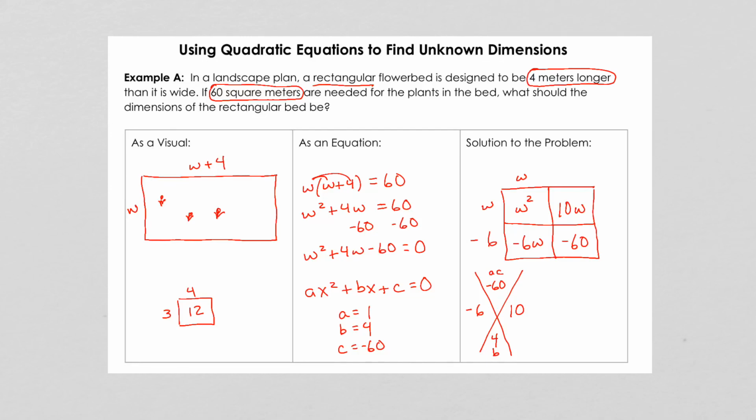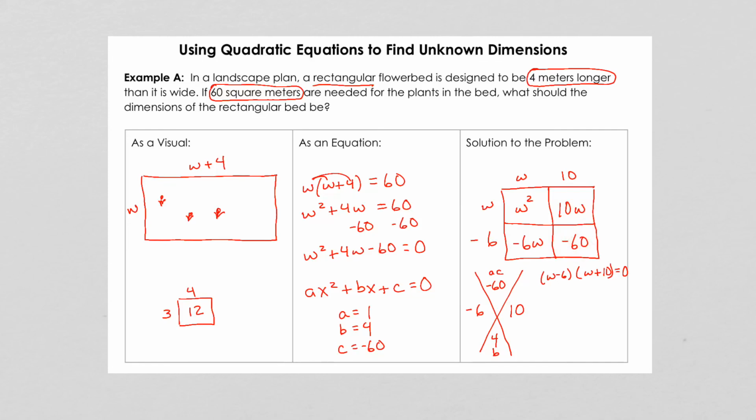And then we do the same thing here. What do I multiply w by to get 10w, this w? And the answer is just 10. So those are our factors, and we can write it like this: w minus 6 and w plus 10 equals 0. And we know it works because if we multiply the negative 6 and the 10 together, we get negative 60. So you want to check that.